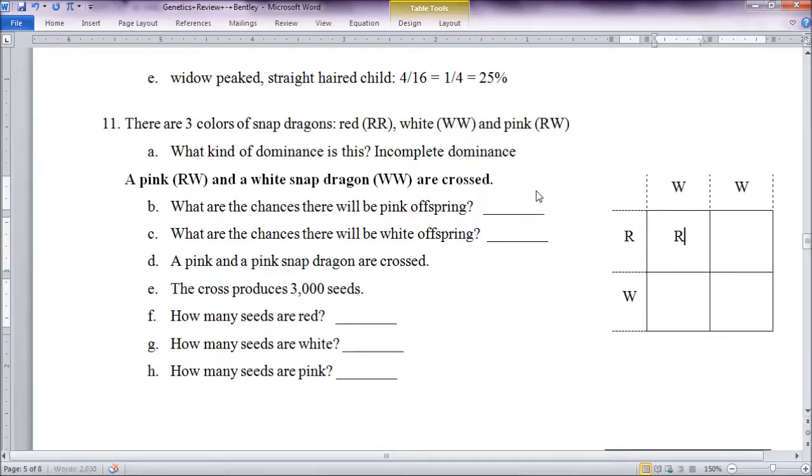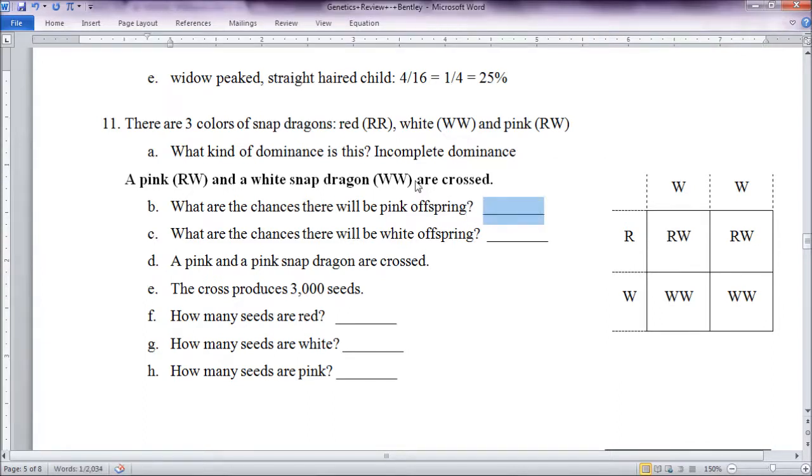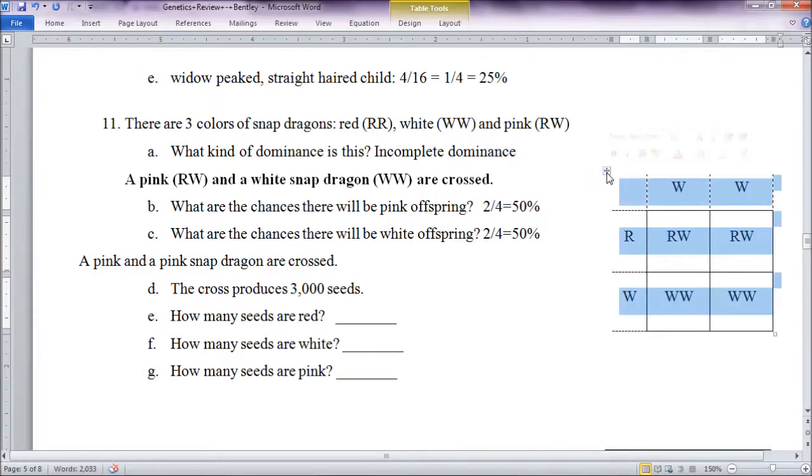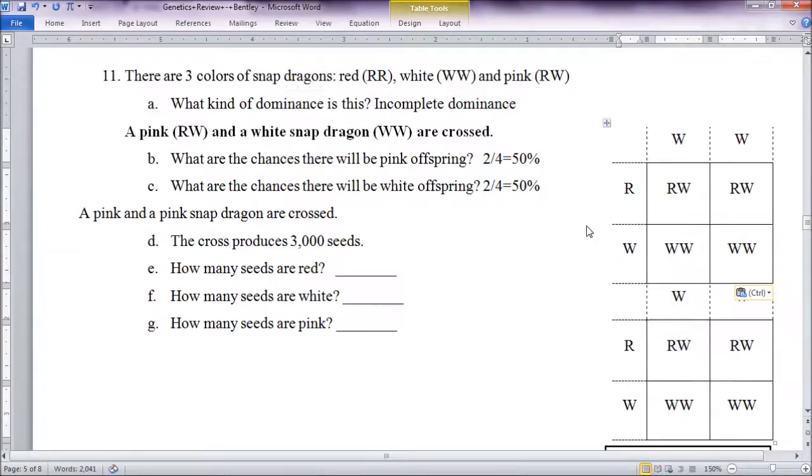To answer our questions, we first have to complete the cross. So there's a pink, another pink, a white, and a white. So the chance of a pink will be 2 out of 4, or 50%. The chance of white will also be 2 out of 4, which is the same thing as 50%. So the next one says a pink and white, pink and pink. That's funny. Pink and a pink.